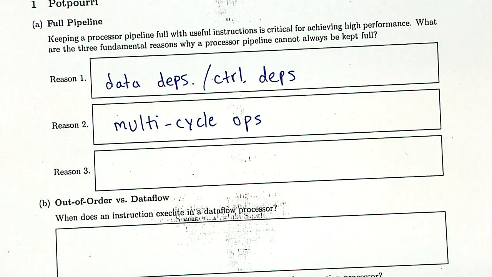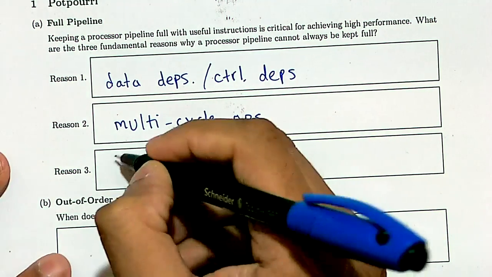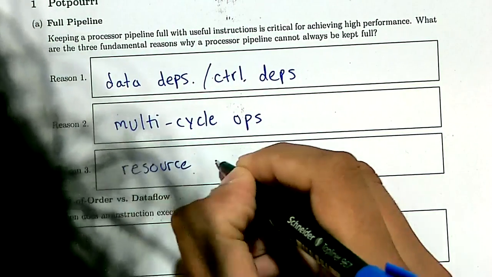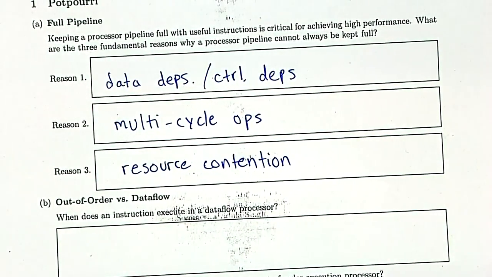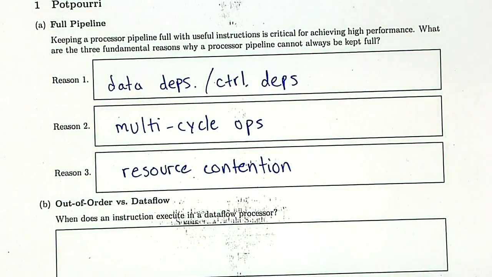Can you think of one more? Yeah, go ahead. Sorry, could you repeat that? Oh, yeah, that's right. Actually, this question is really asking about steady state once the pipeline's full. So that's true, but that's not what this question is asking about. Yeah? Yeah, that's absolutely right. So resource contention. These are 3 pretty good reasons why pipelines don't always go 1 instruction per cycle.